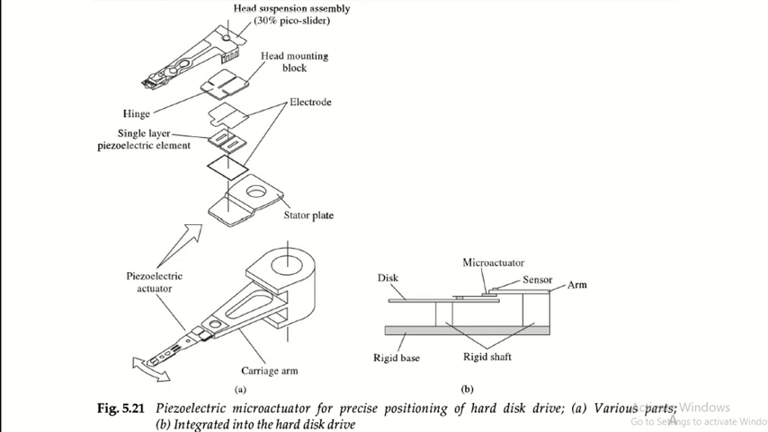The front view is also shown: it has a rigid base, rigid shaft, a disc, micro actuator, sensor and arm. Figure A is a precise positioning of the hard disk drive including the various parts, and figure B shows it integrated into the hard disk drive.